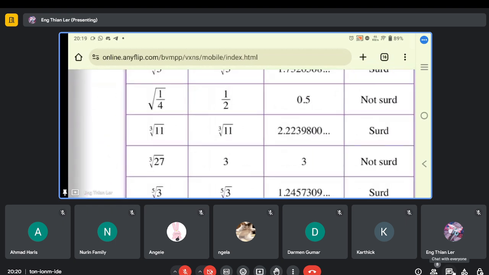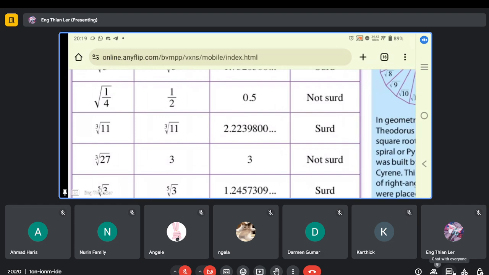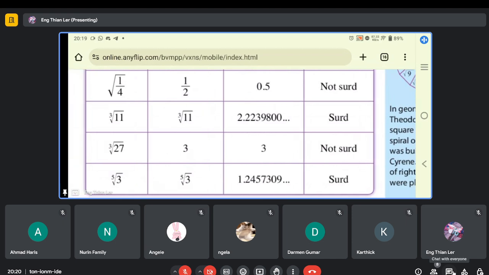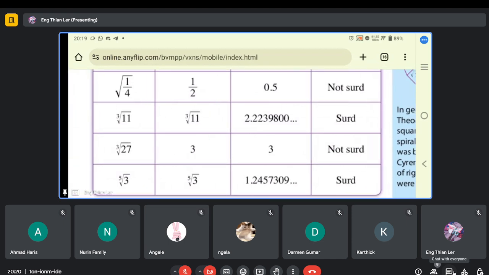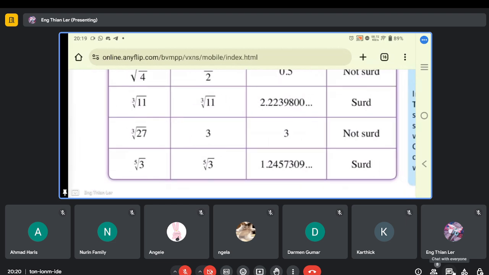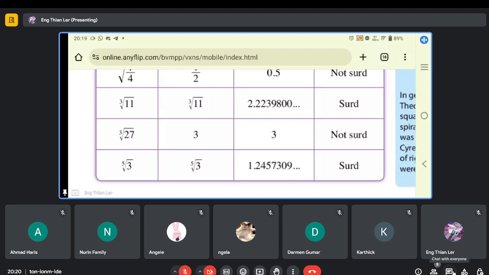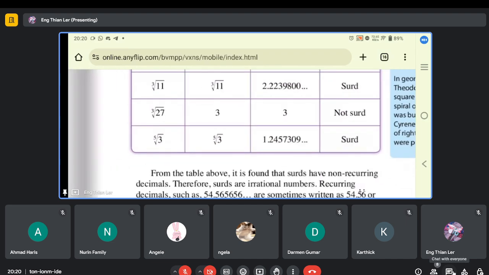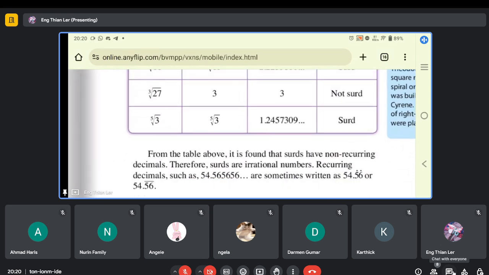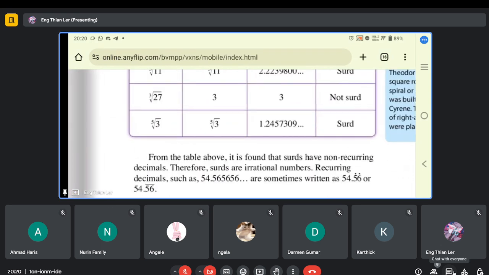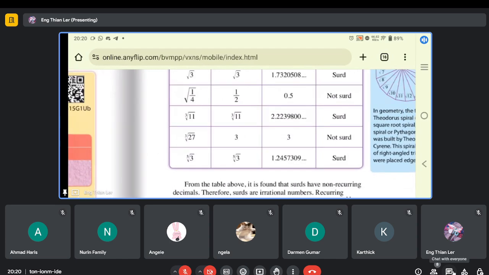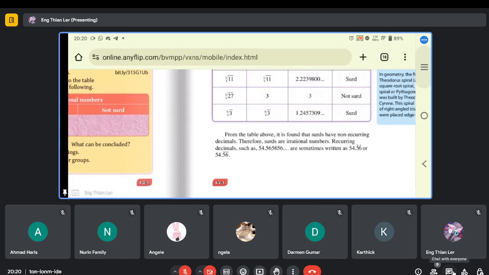And look at the third root of 11. Look at the number. It's impossible, so you cannot write this in fraction form. So the third root of 11 is a surd. And look at the third root of 3. The third root of 3 is 3, and 3 is not a surd because it's an integer or a whole number. And same to this, this is also not a surd. This is also a surd because it cannot be written as a fraction. So now I'm going to teach you about all the laws of surds first.